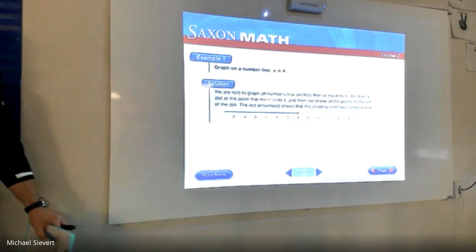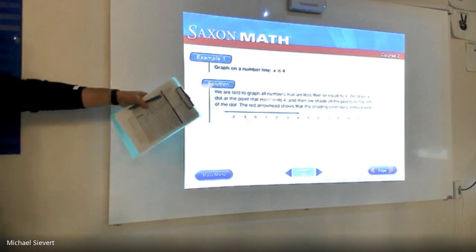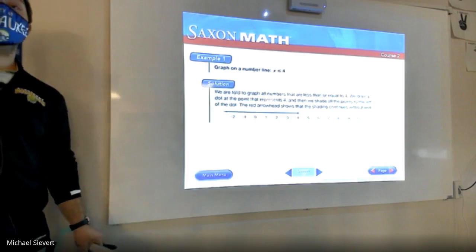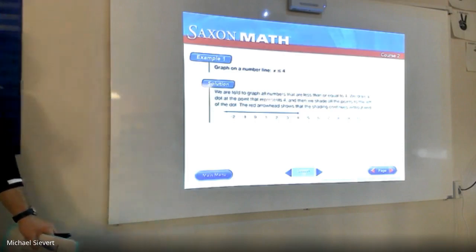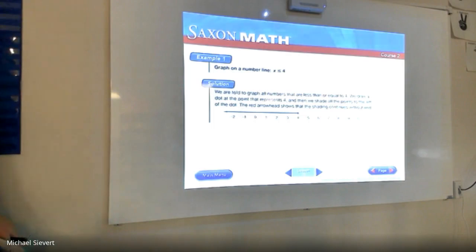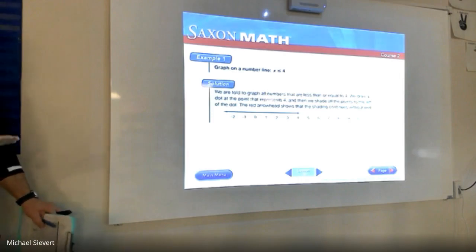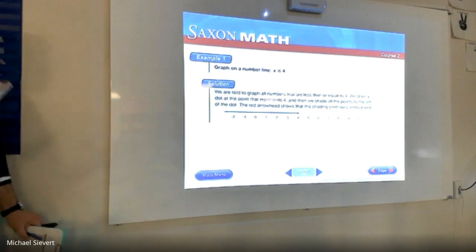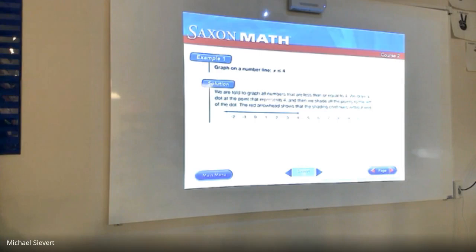In fact, that's exactly what I'm going to do right now. So we are told to graph all numbers that are less than or equal to 4. That's what that symbol means. We draw a dot at the point that represents 4. Then we shade the points to the left of the dot. The red arrow shows that the shading continues without end. I don't know why they said red. It's a blue arrow. Why, math book? But anyway, so you see what that means.